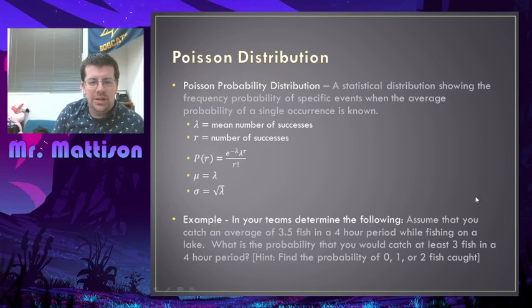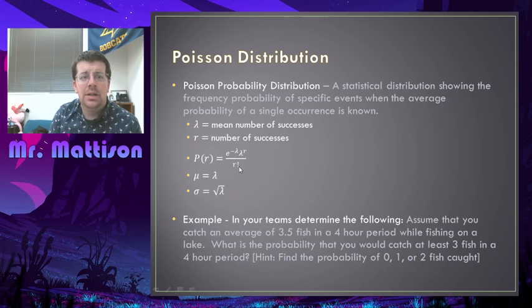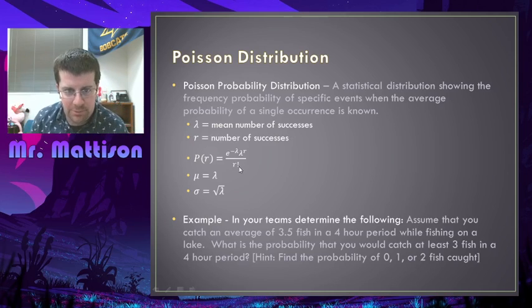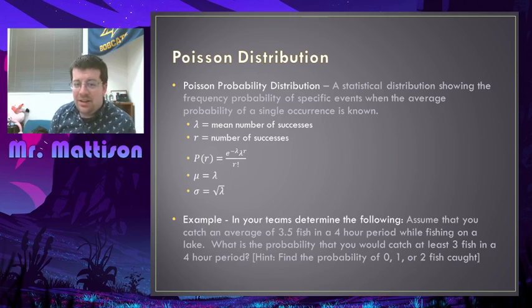So our equation is the probability that I have R number of successes is e raised to the negative lambda power times lambda raised to the number of successes power, divided by the number of successes factorial. That's a bit of a mess, right? But it just all comes down to plugging it into your calculator, right?